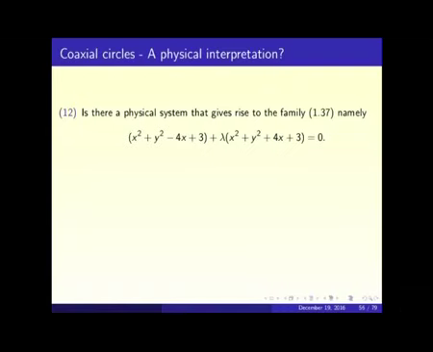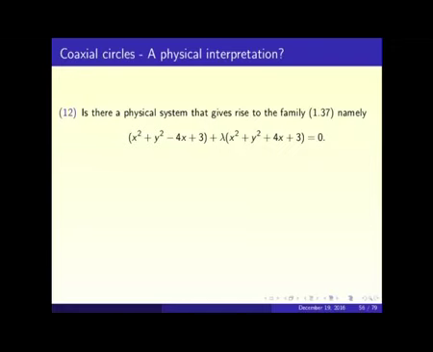In the next slide, you see those expressions: S1 is (x - 2)^2 + y^2 - 1. When you simplify, you get x^2 + y^2 - 4x + 3. And what about S2? x^2 + y^2 + 4x + 3. And equation 1.37 has been written in detail in this slide. You differentiate this equation with respect to x, you get one more equation, you get two equations involving lambda, you simply eliminate lambda and you get your differential equation for the family.